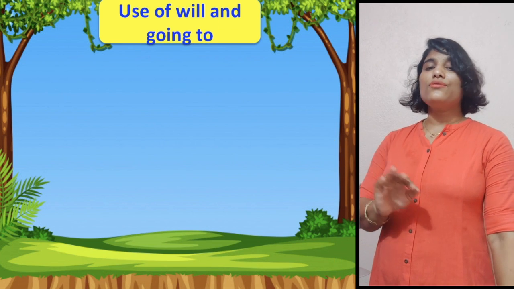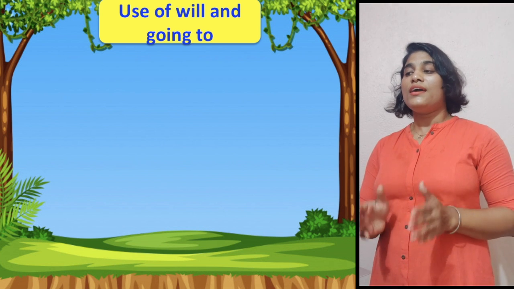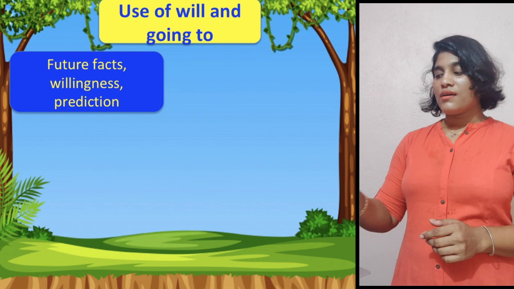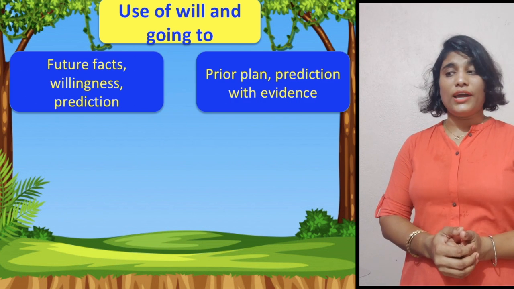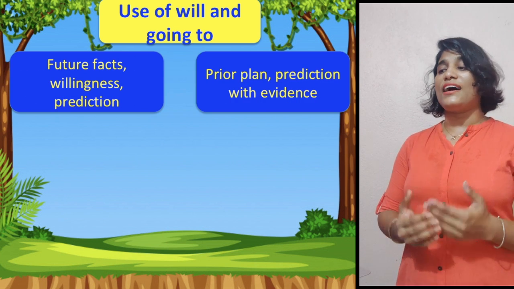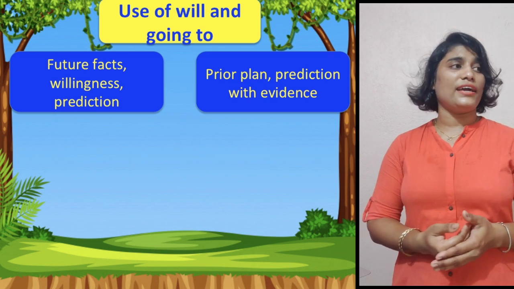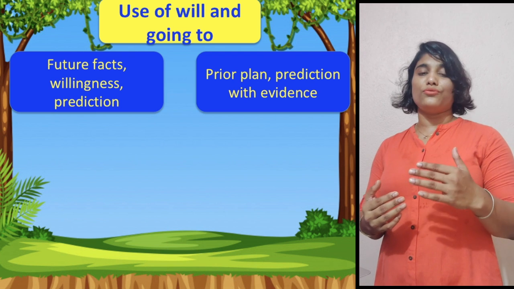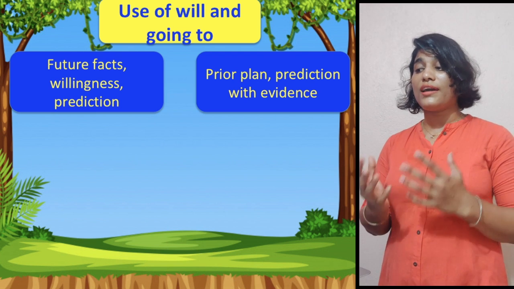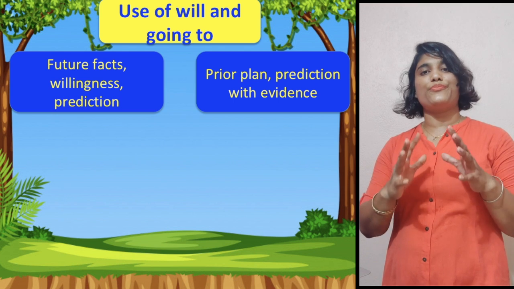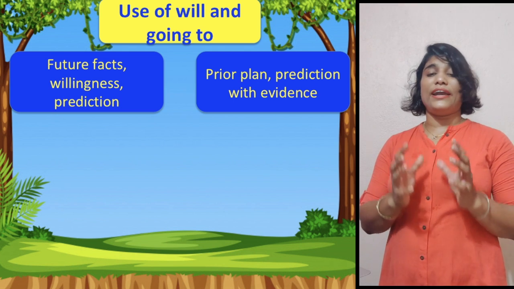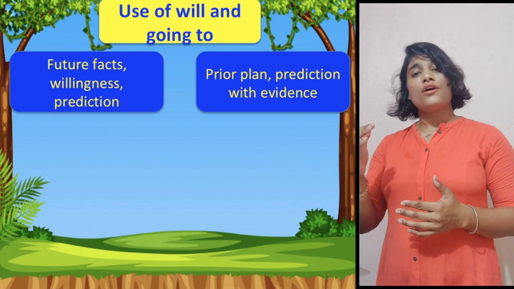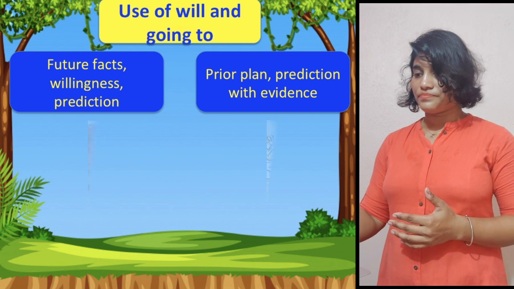Now, there is a difference between the use of will and going to. What is it? Will always states a future fact, your willingness, or a prediction. But going to is used when you are talking about your prior plan, or when you are giving a prediction with evidence.